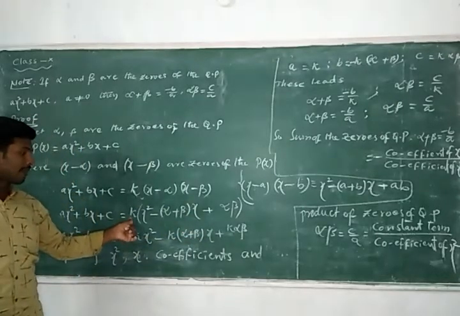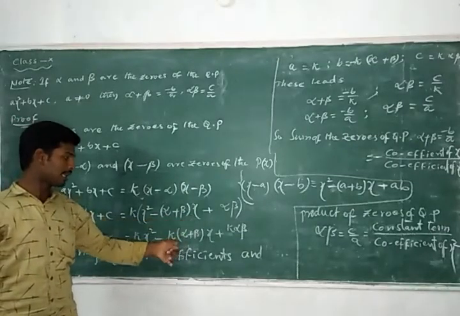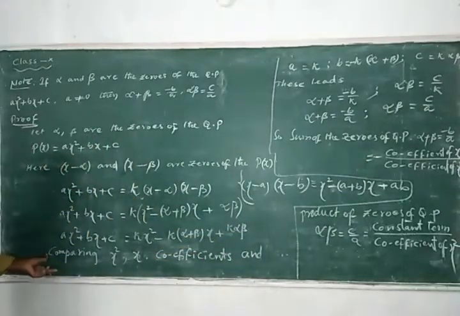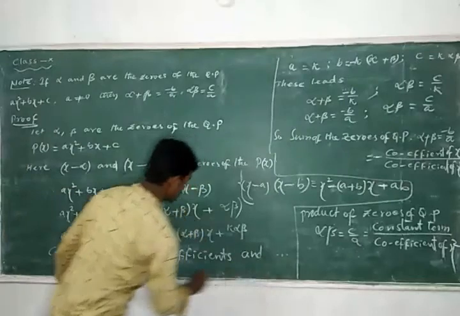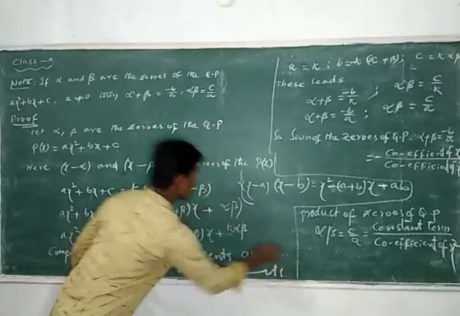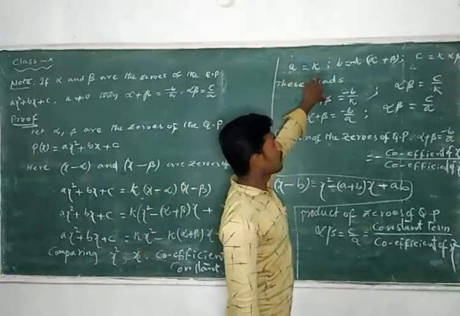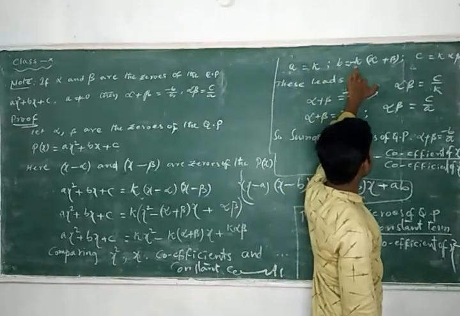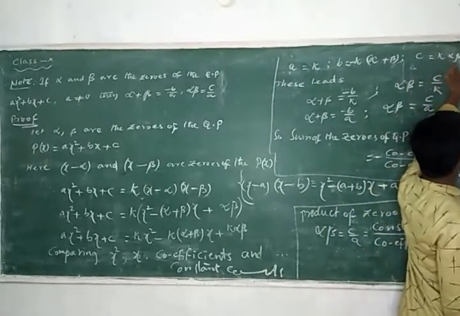Next, we multiply k with all this product. So k into x square minus k into (alpha plus beta) x plus k alpha beta. Then comparing the x square coefficient, the x coefficient and also the constant coefficient. So we take the x square coefficient: a is equal to k. Then the x coefficient: on this side b, on the other side minus k into (alpha plus beta). Next the constant coefficient: c is equal to k into alpha beta.